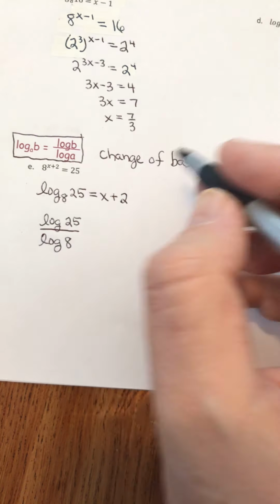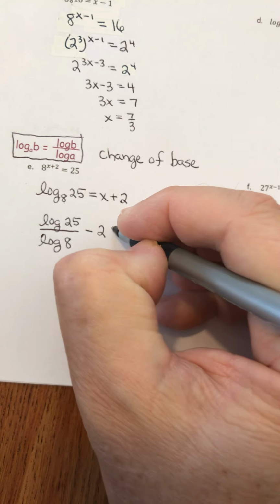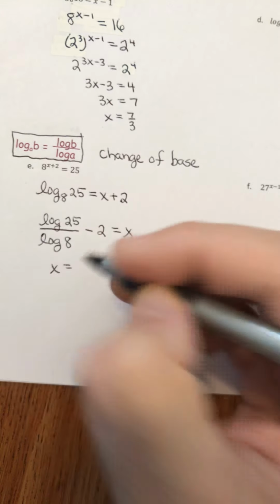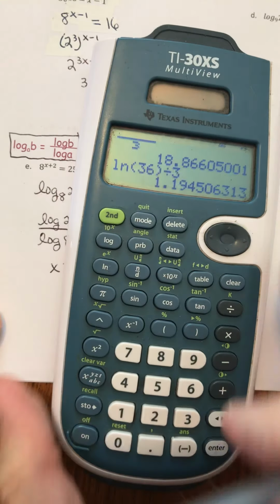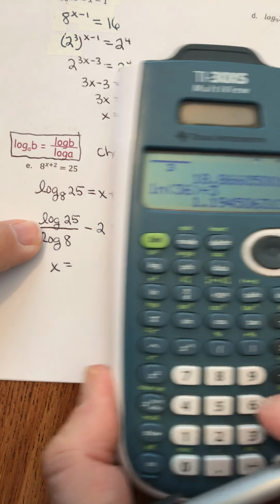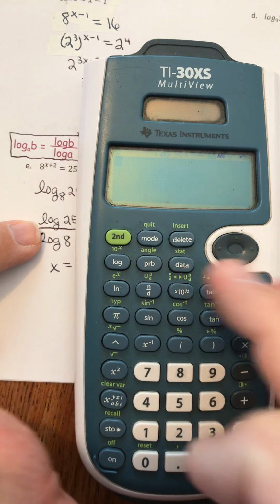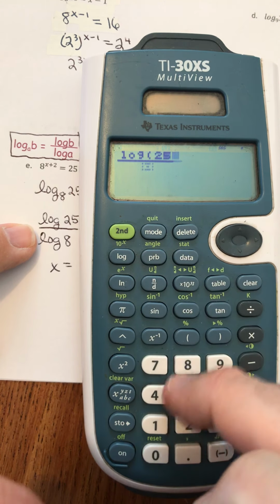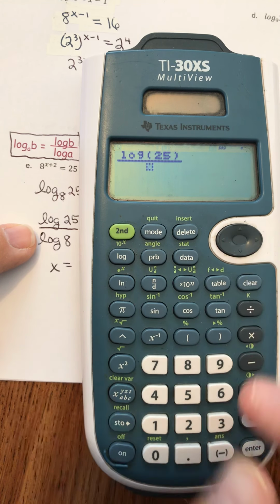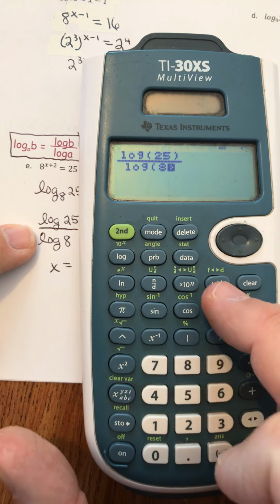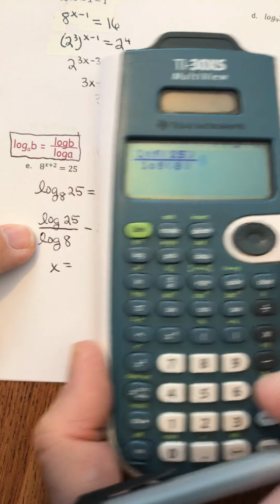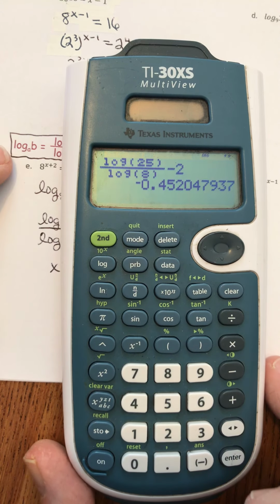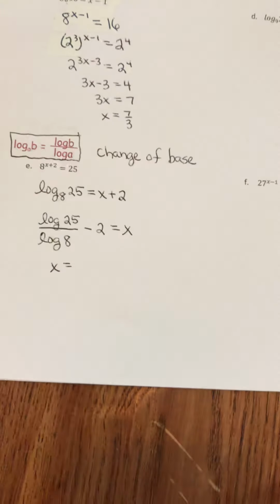Now to solve for x, I'm going to have to subtract 2. So I type this in my calculator, and now I can do the base, even though this is base 8, I can change it to base 10. I'm going to use the fraction button. It'll be log of 25 divided by log of 8, and minus 2. I type that in, I get negative 0.452.